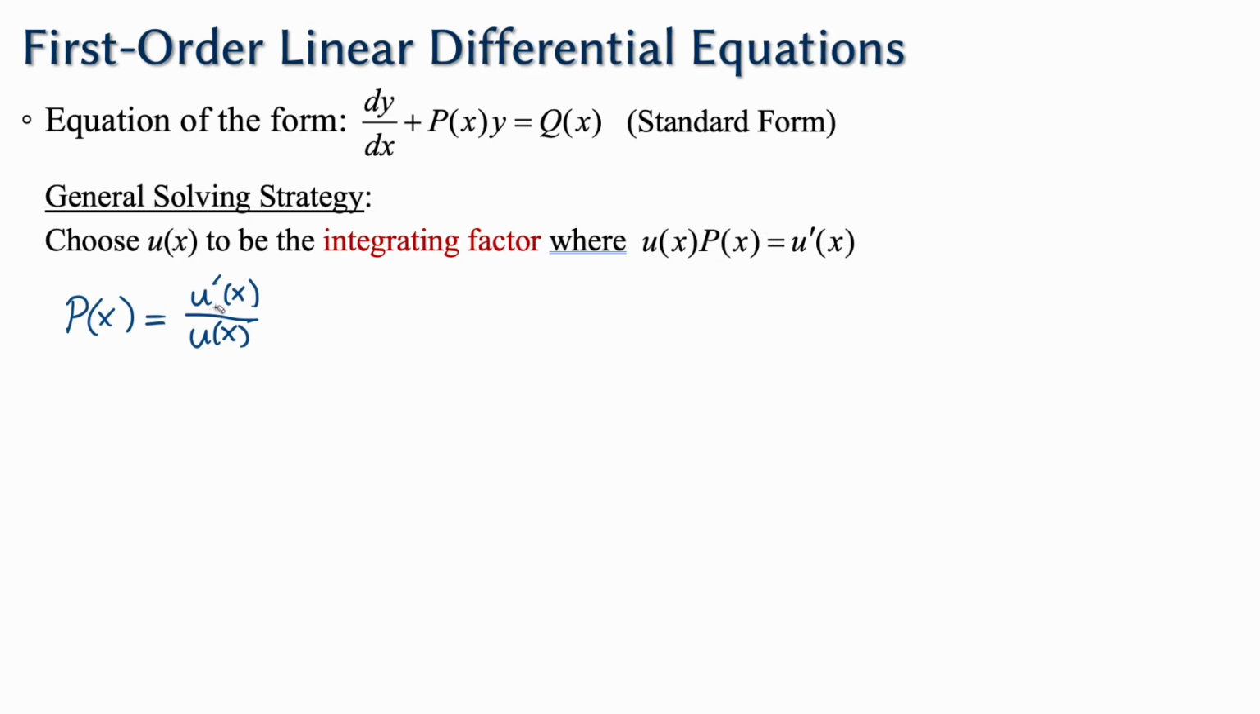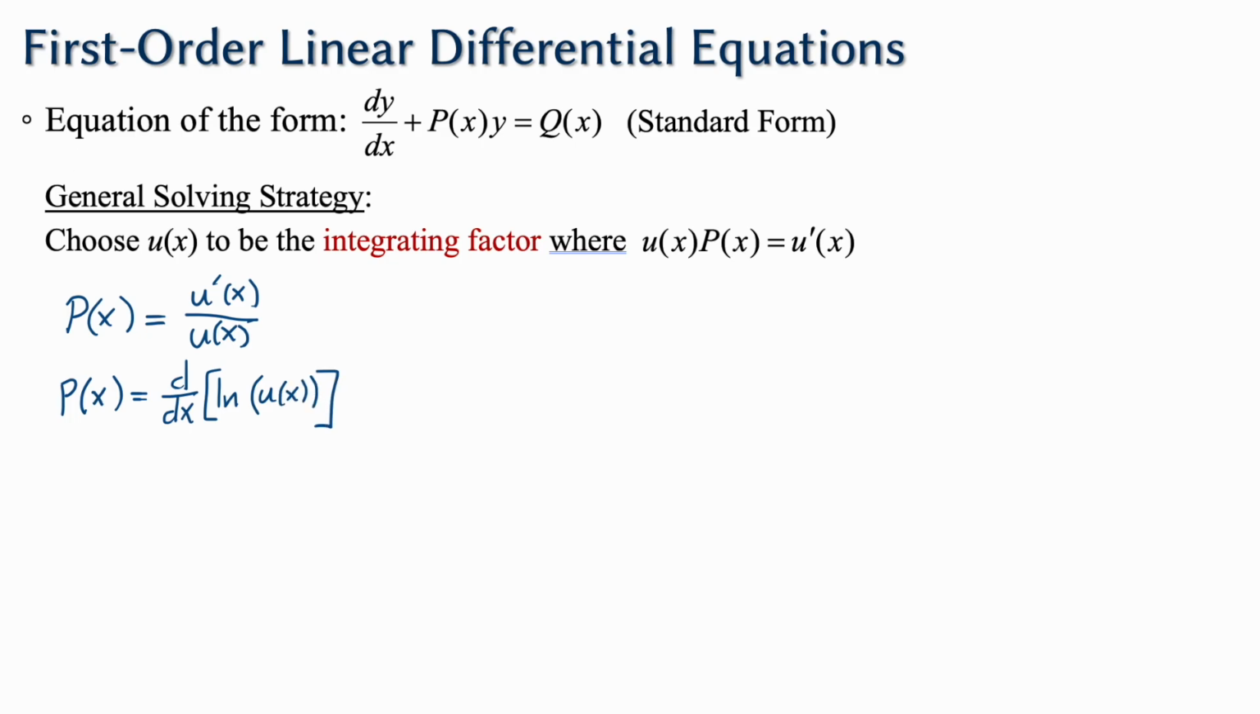Why this is a good idea, of course, is that this right here, u of x in the denominator, and this derivative on top, this is the derivative of the natural log of u of x, right? Because remember, when you do the derivative of a logarithm, you copy the stuff on the inside and take its derivative on the outside. So I can actually rewrite whatever this p of x is to be the derivative of the natural logarithm of u of x.